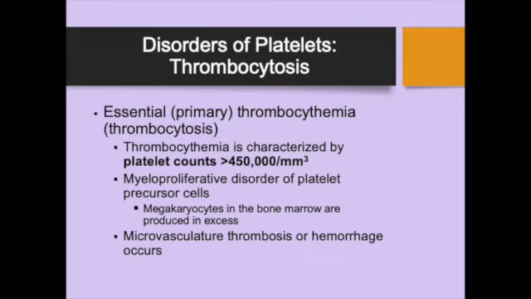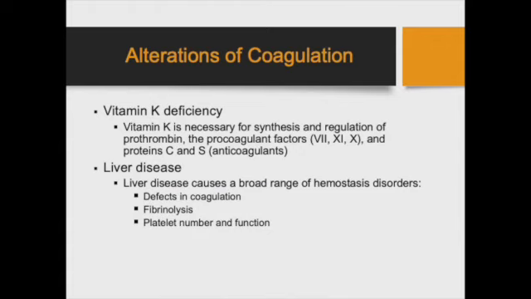We're going to briefly talk about vitamin K deficiency and liver disease as well in terms of disorders of coagulation. And this is usually caused by defects or deficiencies of one or more of the different types of coagulation factors. The first one is vitamin K deficiency, and vitamin K is a fat-soluble vitamin, and we need it for the synthesis and the regulation of prothrombin. This is a procoagulant factor, and the anticoagulant factors within the liver, like protein C and protein S.